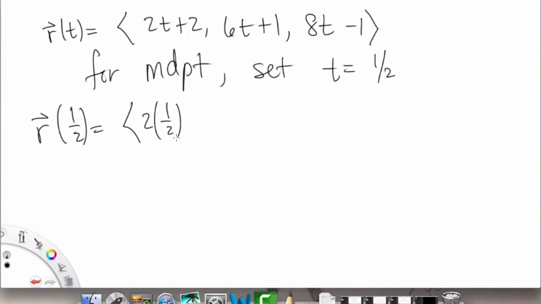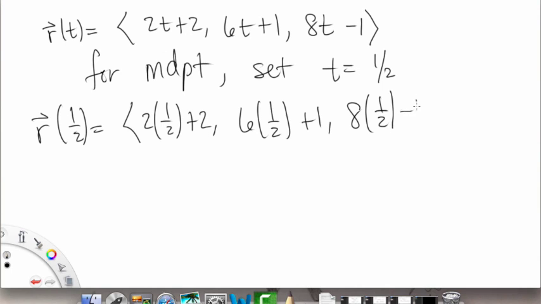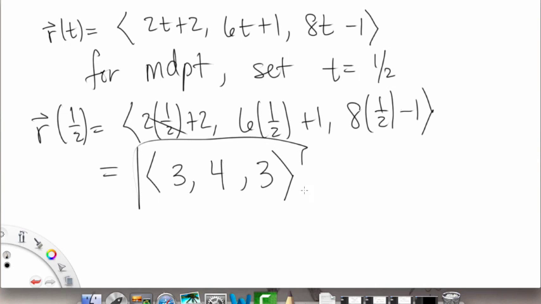So 2 times 1/2 plus 2, 6 times 1/2 plus 1, and 8 times 1/2 minus 1. We're just going to simplify. 2 over 2 is 1, plus 2 equals 3. 6 divided by 2 is 3, plus 1 equals 4. The last one is 8 over 2, so that's 4, minus 1, which is 3. So <3, 4, 3> gives us the vector that takes us to our midpoint.